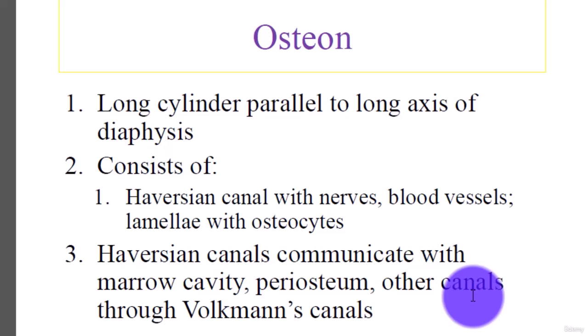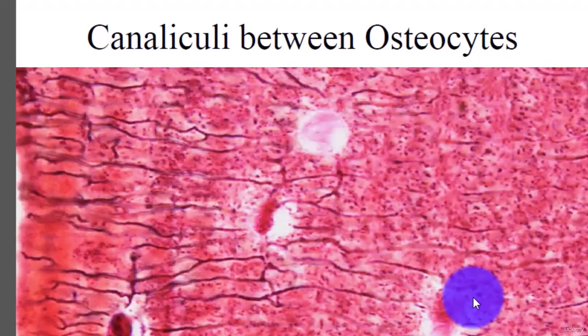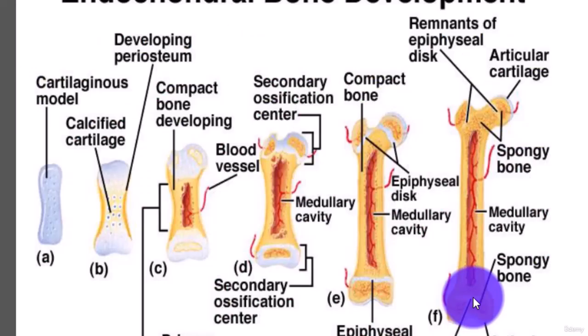Osteon: long cylinder parallel to the long axis of the diaphysis, consists of Haversian canal with nerves, blood vessels, and lamellae with osteocytes. Haversian canals communicate with the medullary cavity, periosteum, and other canals through Volkmann canals. Compact bone, osteon. These are the canaliculi between osteocytes. Endochondral bone development: the cartilaginous model, calcified cartilage, compact bone, secondary ossification center, medullary cavity, epiphyseal disc, spongy bone, articular cartilage.